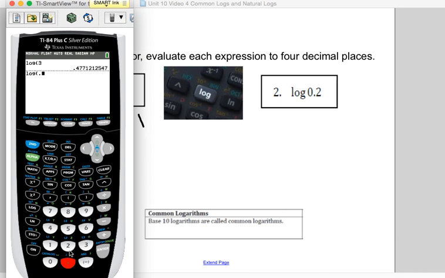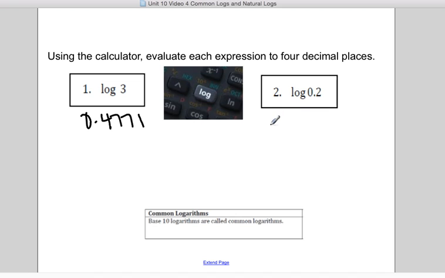So log of 0.2 gives me negative, and I'm going to go to 4 decimal places, so 1, 2, 3, 4. This 7 tells me to round the 9 up to a 10, which makes this 0, which rounds this to 9. So to 4 decimal places, that one would be negative 0.6990. Okay. Biggest thing to remember is that common logs are base 10 logarithms.